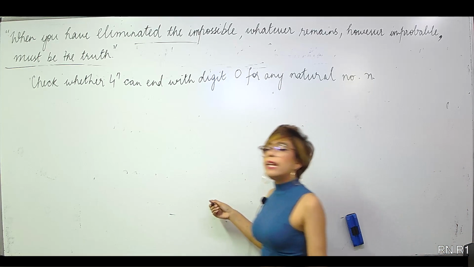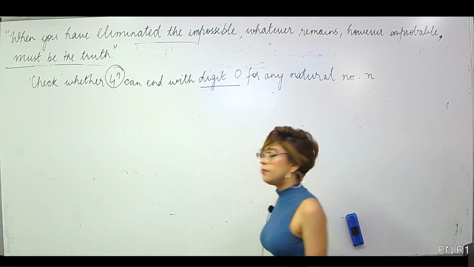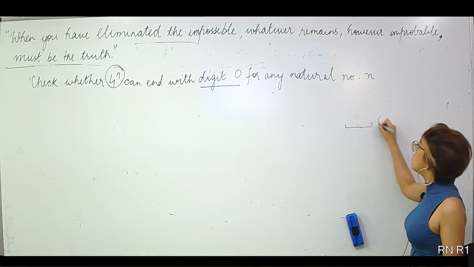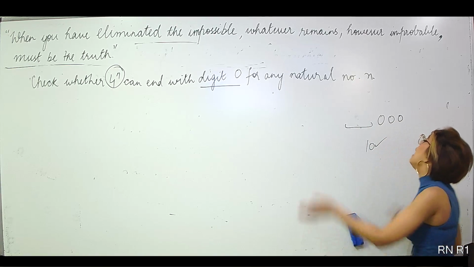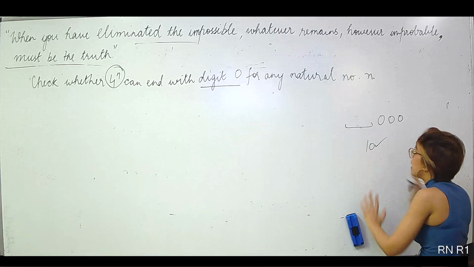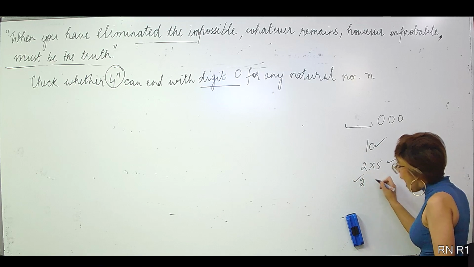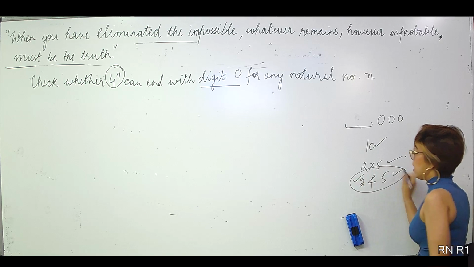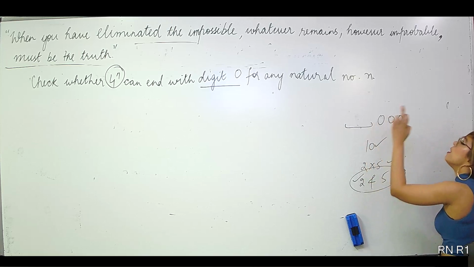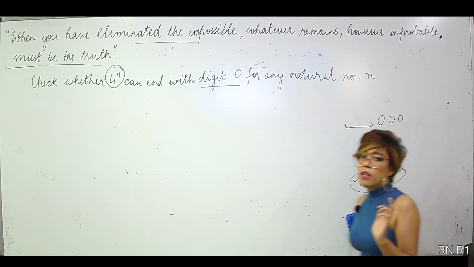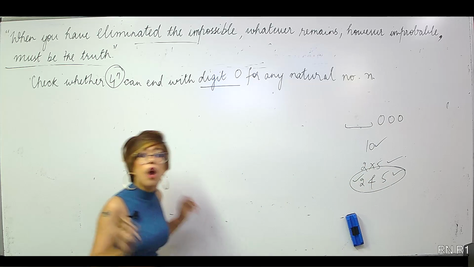Alright, let's discuss it quickly. Now I need to check whether this number can end with digit 0. Now any number ending with 0 would have a factor of 10. Right? Now it has a factor of 10, that means it has the pair 2 and 5. That means 2 is there and 5 is there simultaneously. If both of these are there simultaneously, definitely 10 would be there, that means 0 would be there at the end. So I need to check whether the number has 2 and 5 simultaneously or not.